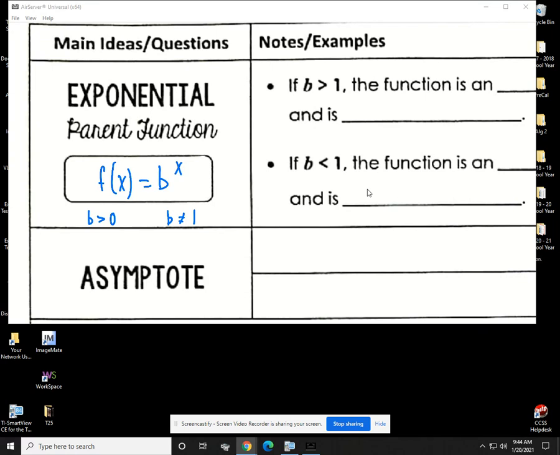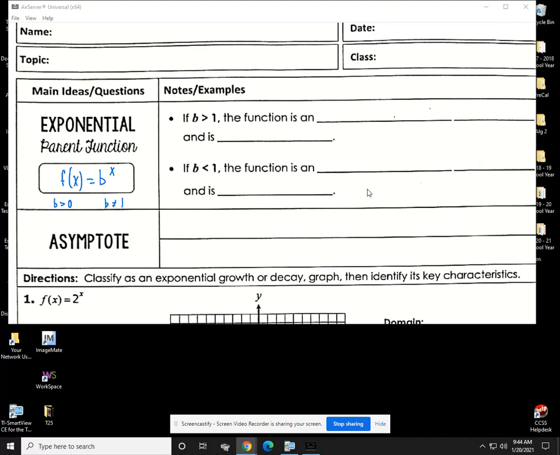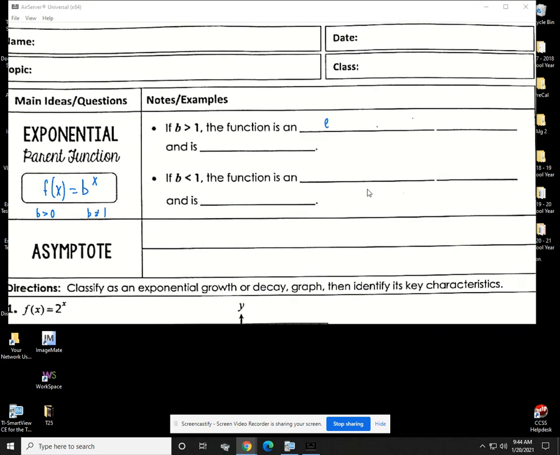So there are two options for that value of b. That value of b could be greater than 1, or it could be less than 1. If that value of b is greater than 1, then our graph is going to have what we call exponential growth. And if it has growth, it's always going to be increasing. Y'all with me so far? Yes.